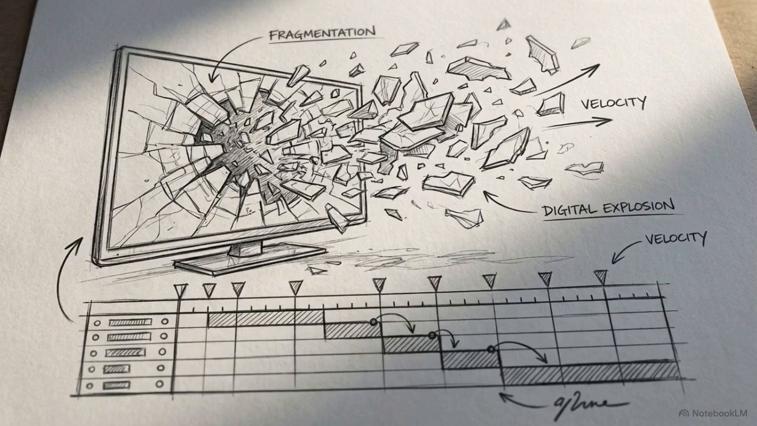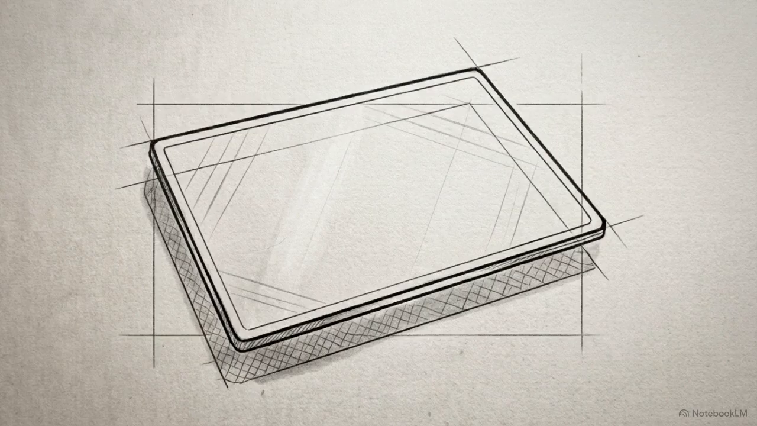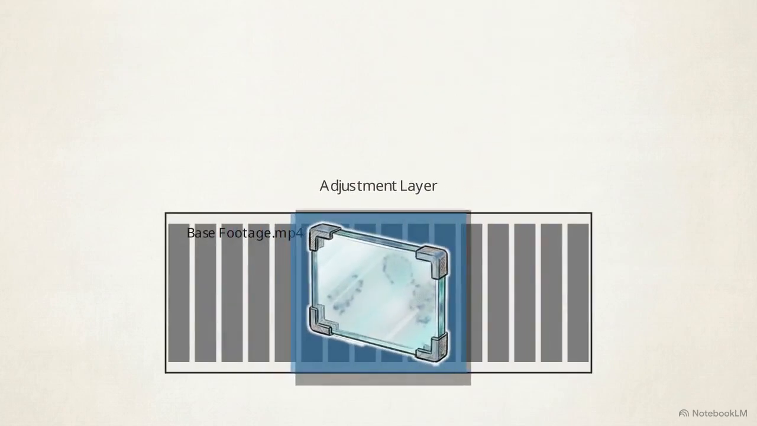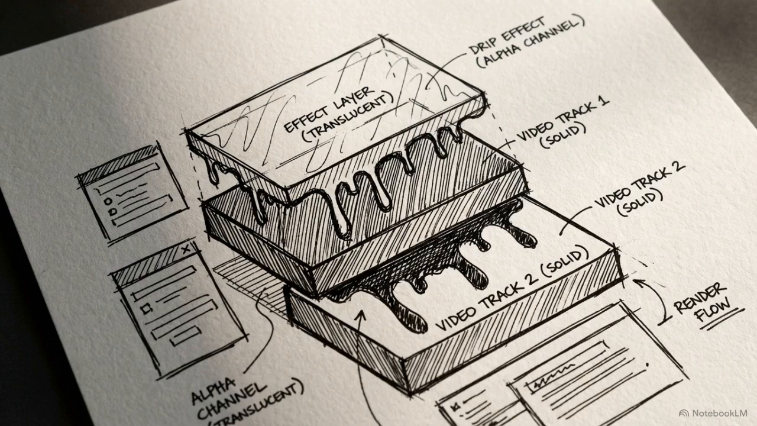With our timing locked, we add the physical screen disruption. We start by creating an adjustment layer. An adjustment layer is a transparent clip that acts like a pane of glass. Any effect you drop onto it applies to all the footage sitting underneath it, leaving your original files untouched.